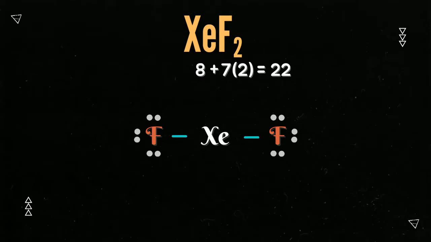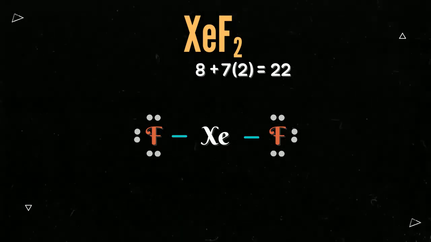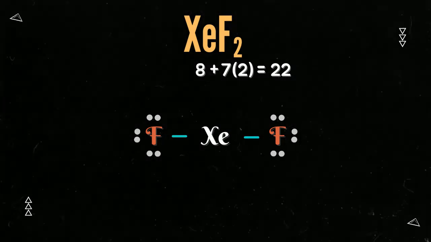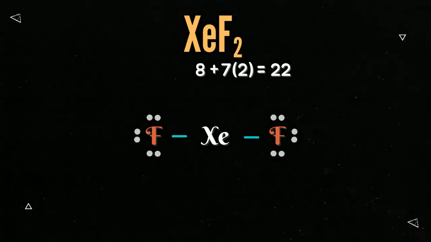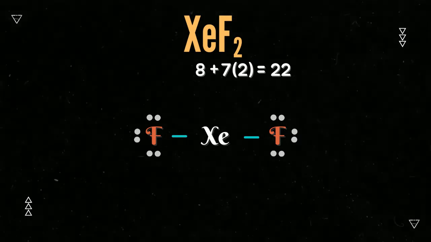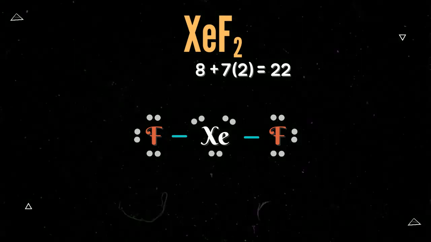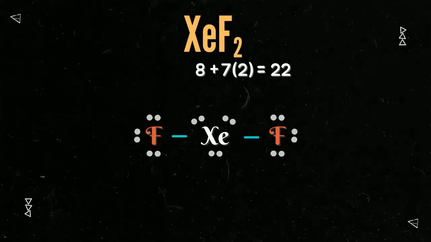Each of these fluorine already have 2 valence electrons. So we need to give each of them 6 more. So, we have just allocated 18 valence electrons. And we still have 6 valence electrons to allocate, and there is only one place where we can allocate those leftover 6 electrons, and that's at the central atom, xenon. So, let's do it. Now, we have the Lewis structure of xenon difluoride.